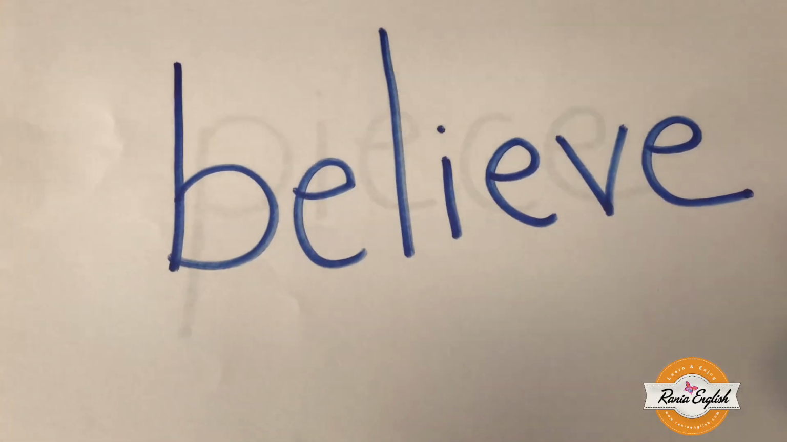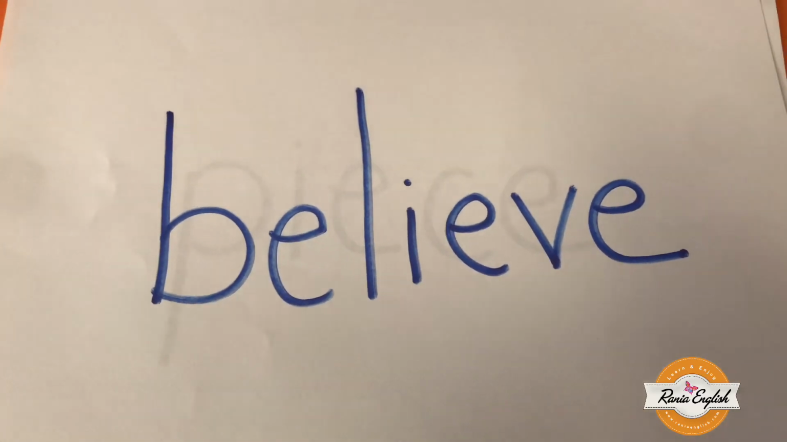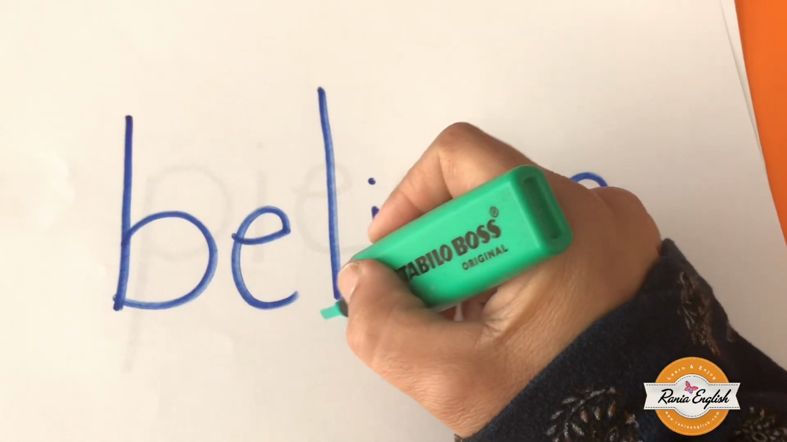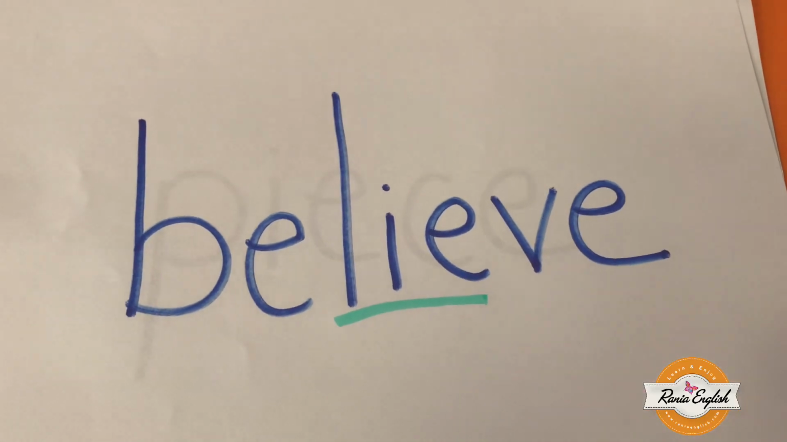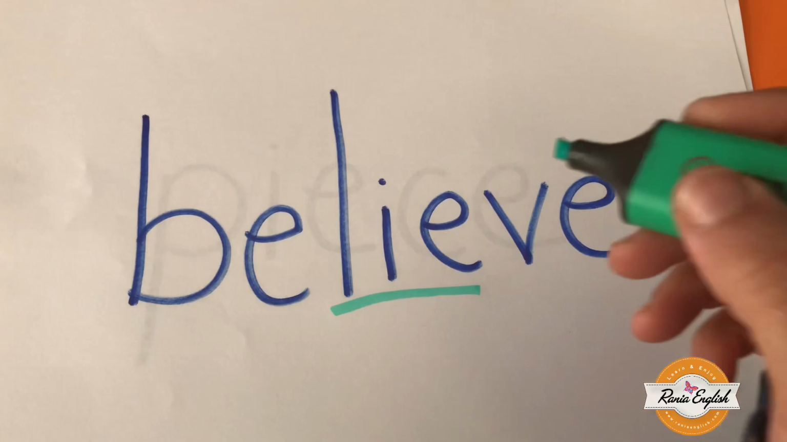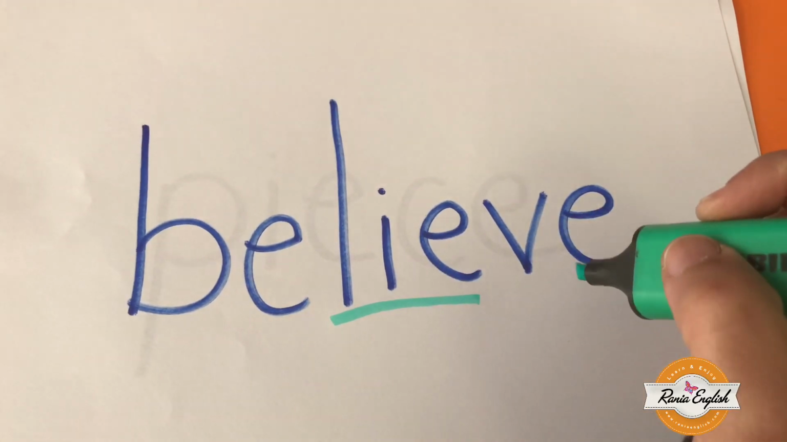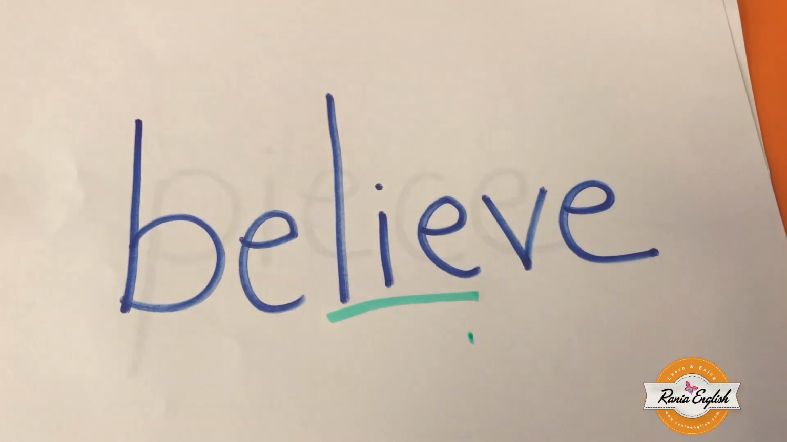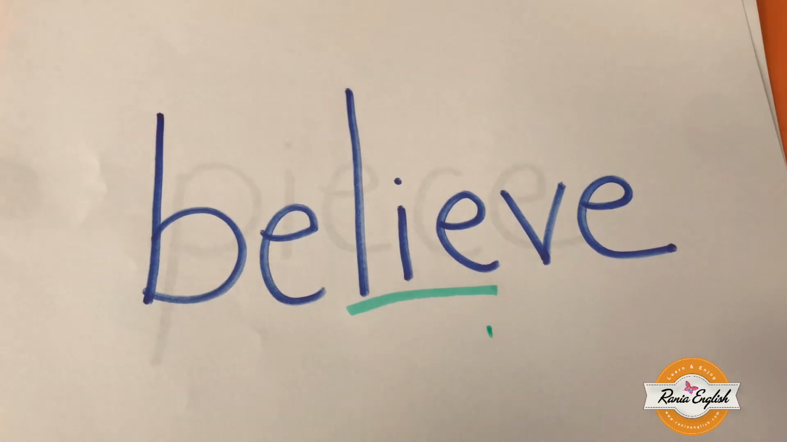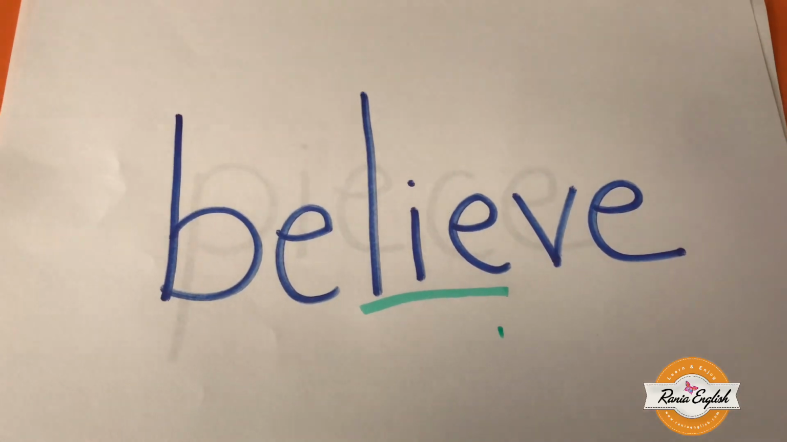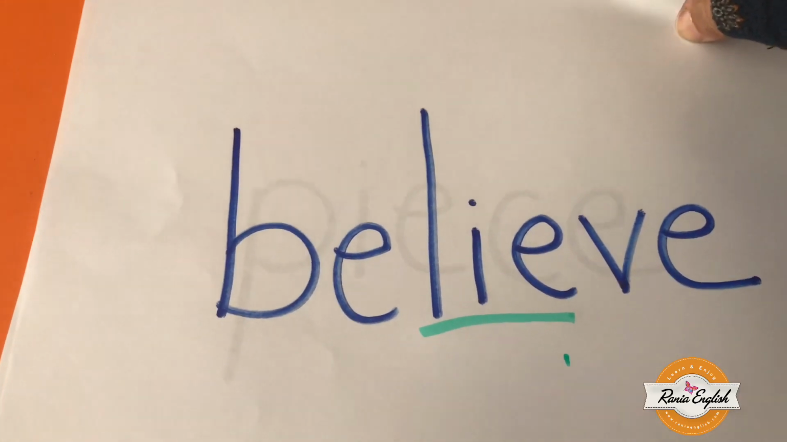Another word is the word believe. So in the word believe, we have the word lie. That's how your students can never forget how to write believe, because they usually don't put this E and they confuse it. So in the word believe, we have the word lie.